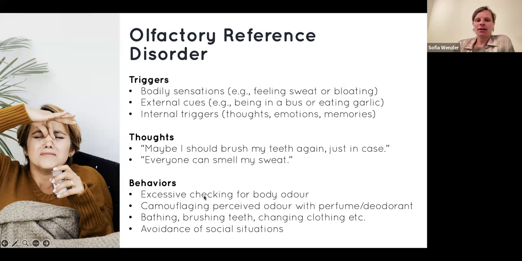And then the behaviors are clearly compulsive: excessively checking for body odor, camouflaging perceived odor with perfume or deodorant, excessively bathing, brushing your teeth, changing clothes, and avoiding social situations.